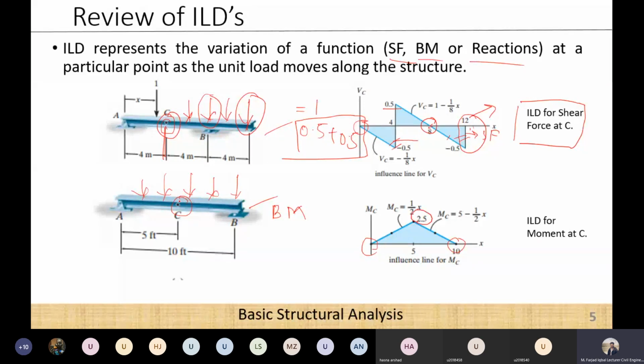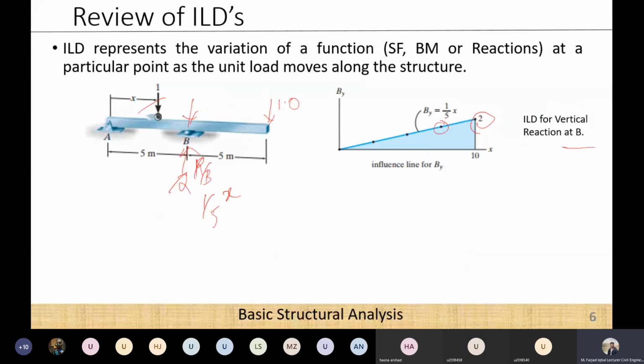But in the case of the ILD for bending moment, although the absolute sum is not equal to 1 at the point for which we are developing the ILD, it will be maximum. So 1 is like an absolute value, but the maximum can be anything. It can be 0.5, but one thing is for sure that it will be the maximum of the entire length. Okay, so you should remember this difference.